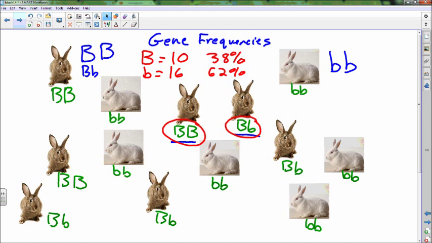Now this, of course, relates, but it's not the same as the phenotypes. If we look at this, there's actually more brown rabbits than there are white rabbits, but some of those brown rabbits have one of each. So there's actually more recessive genes in this population.